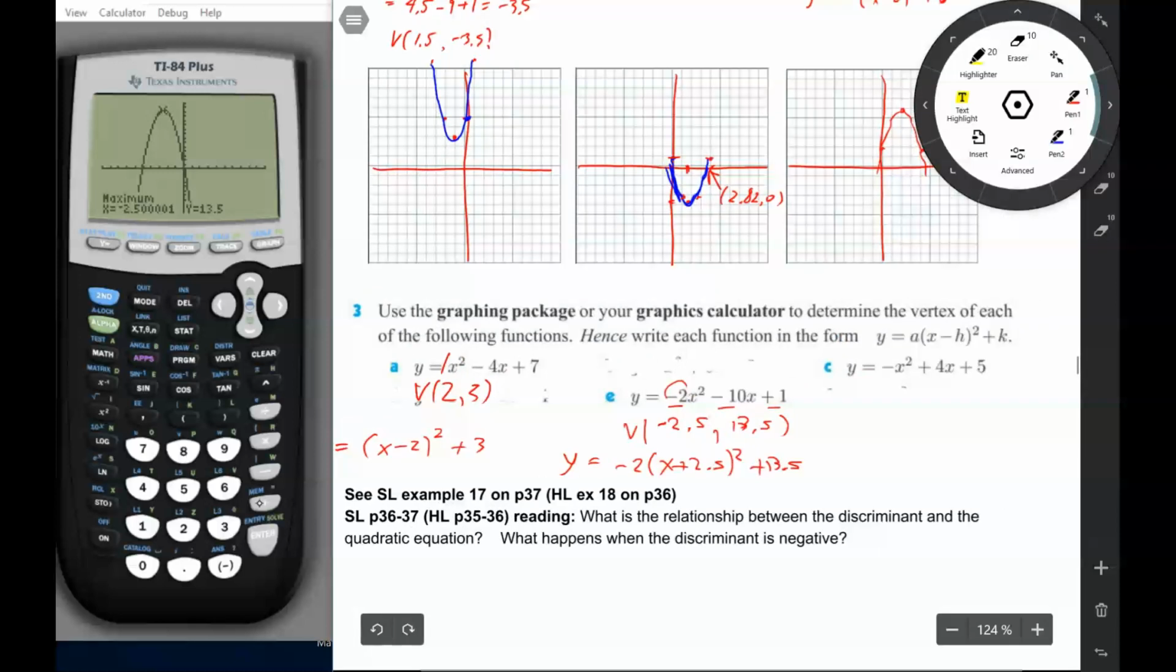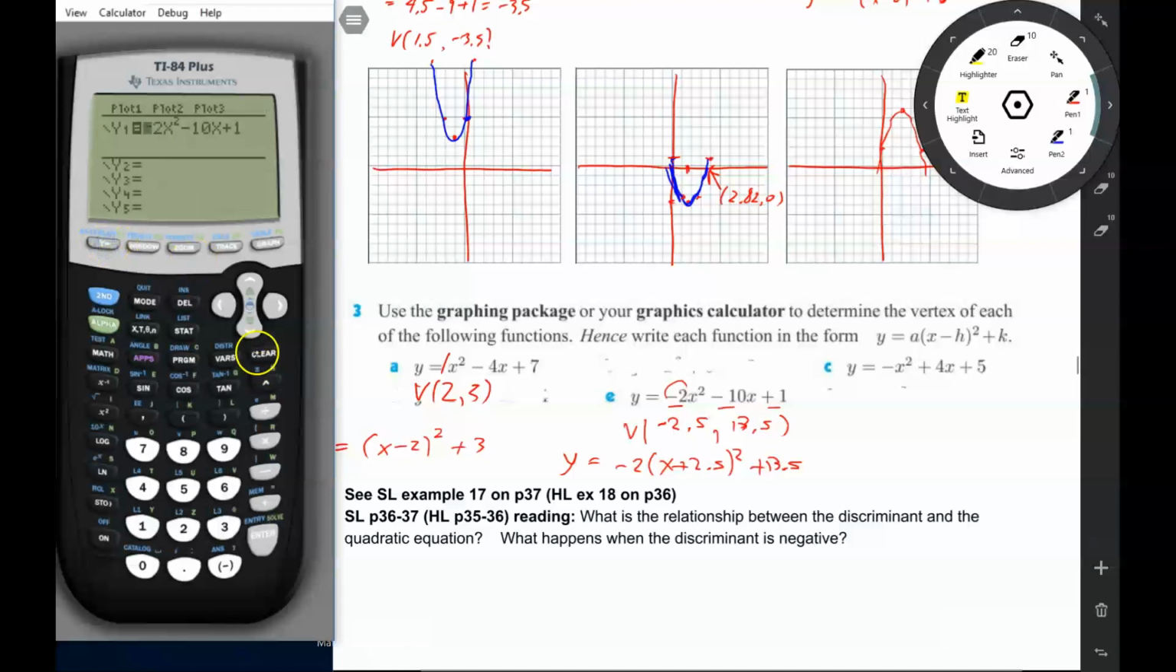Last of all, negative x squared plus 4x plus 5. Again, let's type that in here. Negative x squared plus 4x plus 5. Okay, and then I'm going to graph it. And then I'm going to find the vertex.